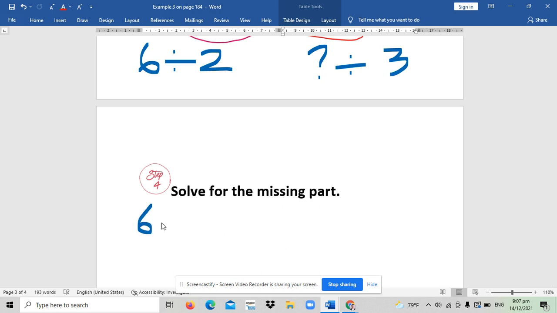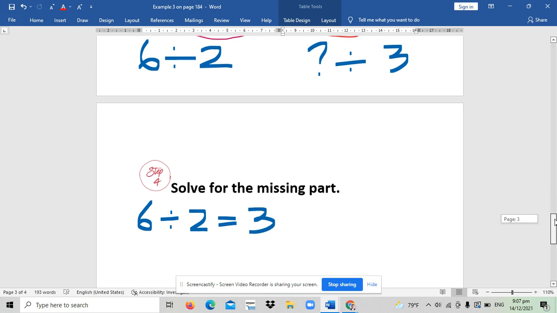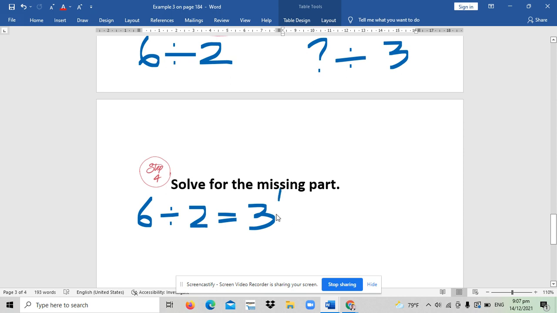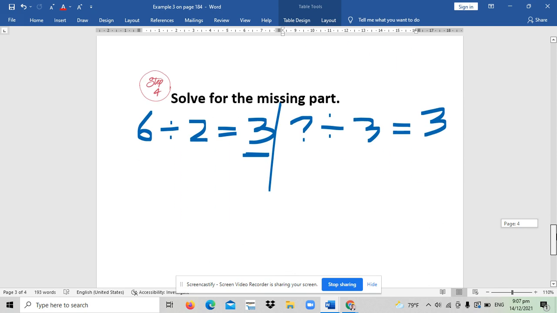You will answer first the complete pair, which is 6 divided by 2, and that is 3. Now, we will solve for the missing term. Question mark divided by 3 must also give the answer that comes from the first pair, which is 3. And how to get the value of our question mark? We can get that by just multiplying 3 here times the 3 here.